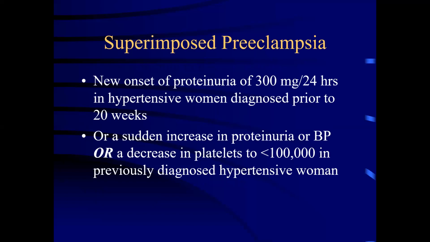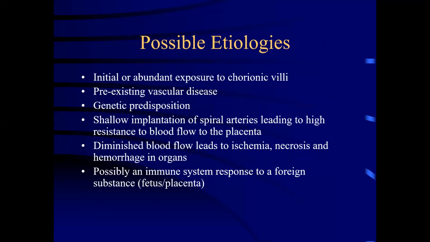Superimposed preeclampsia sounds very fancy, but this is just a new onset of proteinuria, qualifying you as preeclamptic, and people who were diagnosed with hypertension prior to 20 weeks. So those people who were already chronic, and then all of a sudden they add in the proteinuria, the severe hypertensive pressures, or they have a drop in their platelets of less than 100,000. So it is possible to be chronic hypertensive and then also develop preeclampsia. And we actually see that a lot.